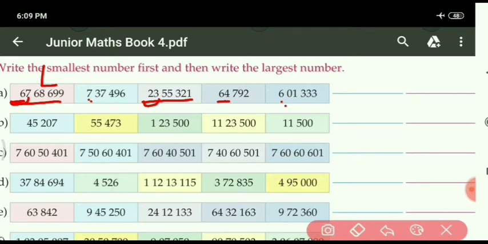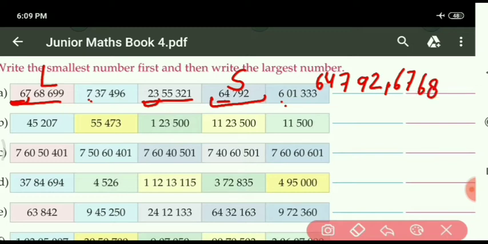Okay, and what was the smallest number? This one, 64,792. Okay, so as you can see, firstly we will write 64,792. Next, the largest number, 67 lakh 68,999. Got it?